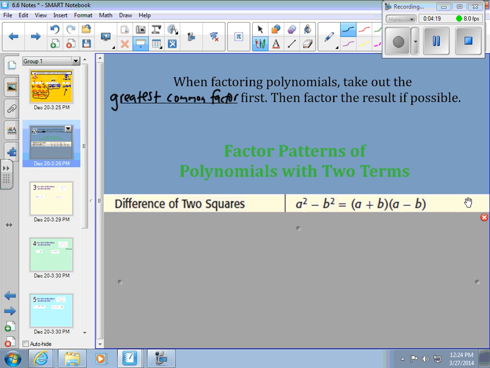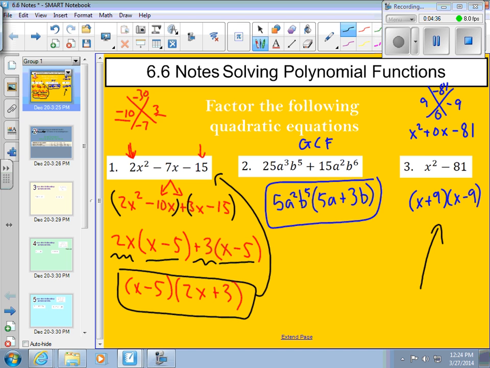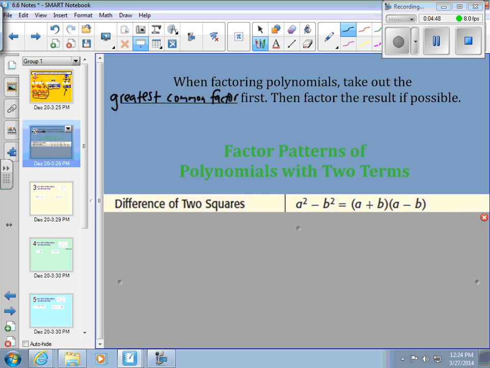Anytime you have a factoring one where both the first and last thing are perfect squares, it's always going to factor and look like this: a plus b times a minus b. It's called difference of two squares. And we had that in this one. The two things that were being squared were x and 9. 9 was being squared here, and x was being squared. So then it ends up being x plus 9 times x minus 9. Okay, we've seen that one before.